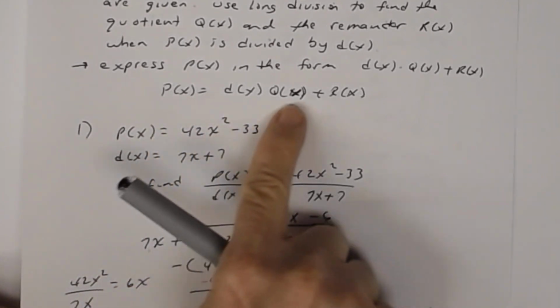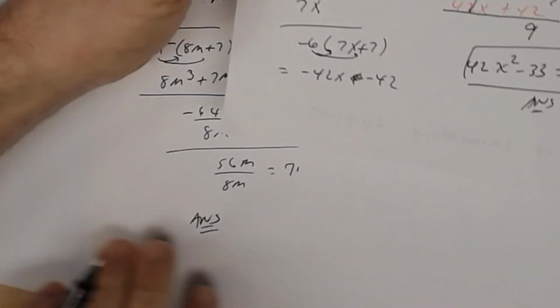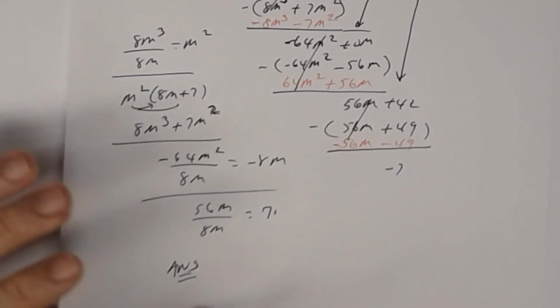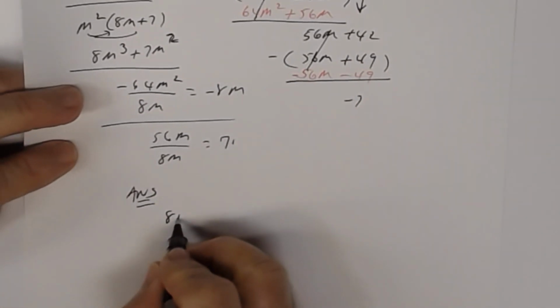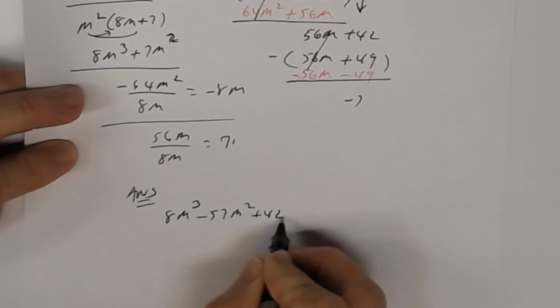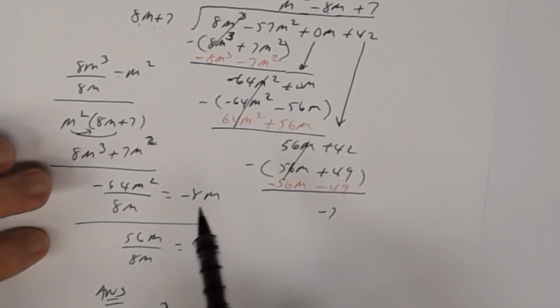It's got to look like this. They want you to use this instead. They want it to look like this. So for your answer, you're going to say your dividend, which is this: 8m cubed minus 57m squared plus 42 is going to equal the divisor.